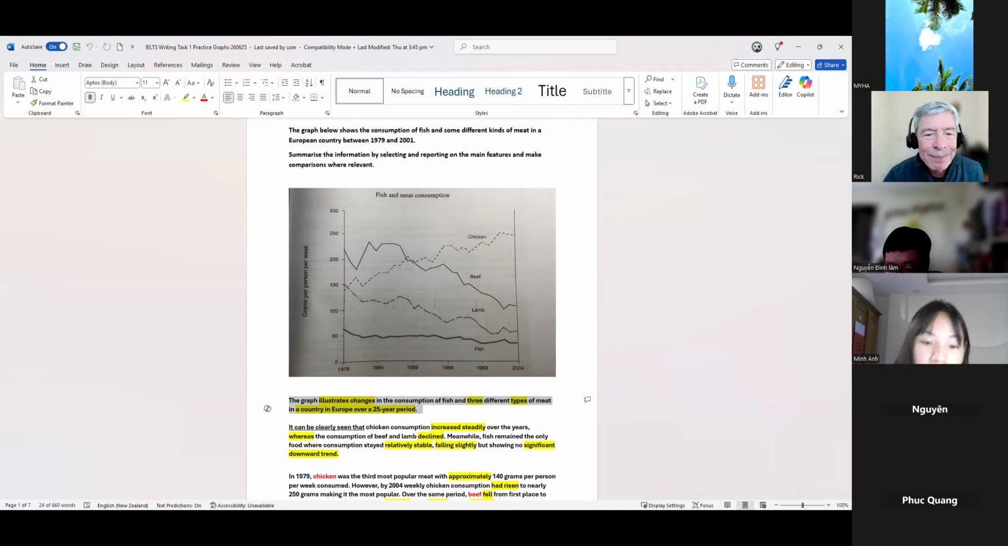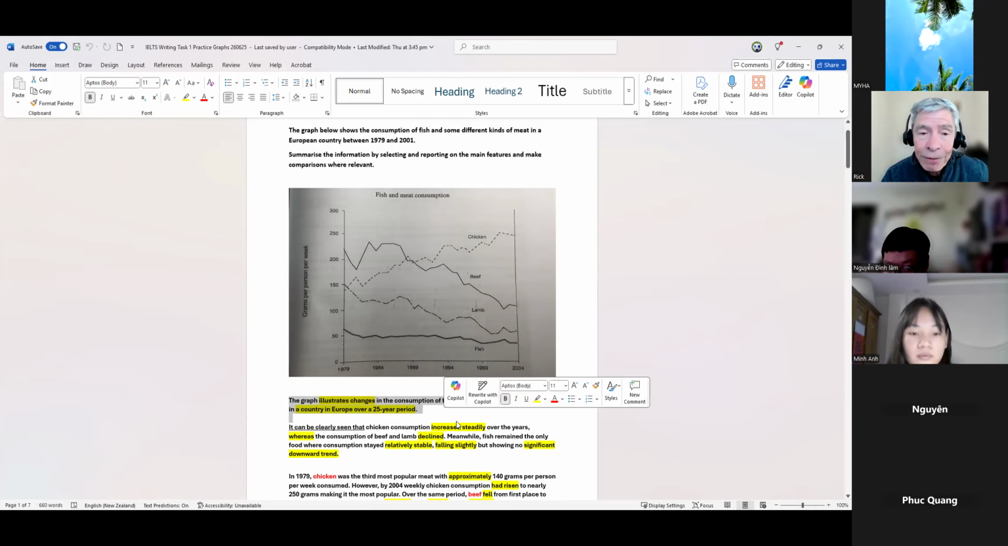This is a sample paraphrase. Minh Ang, can you read the paraphrase, please? The graph illustrates trends in the consumption of fish and 3 different types of meat in a country in Europe over a 25 years period. Okay, good. Good reading, Minh Ang. So you can see highlighted in yellow are the words that have been changed to make this a good paraphrase.